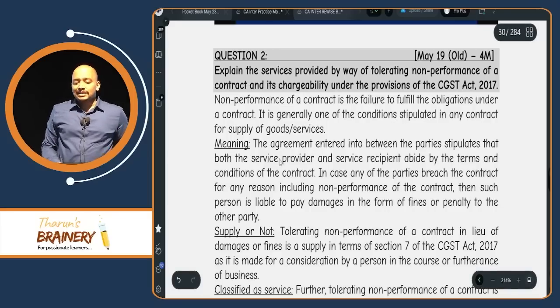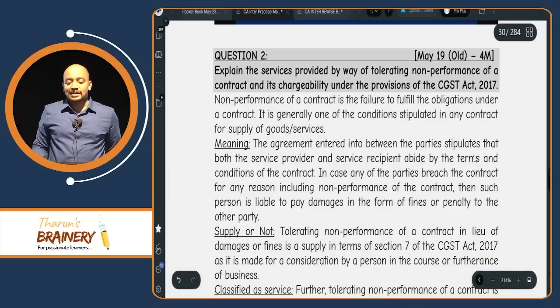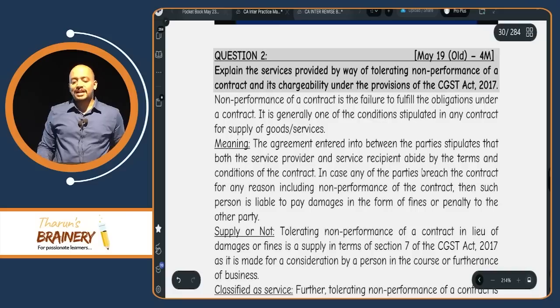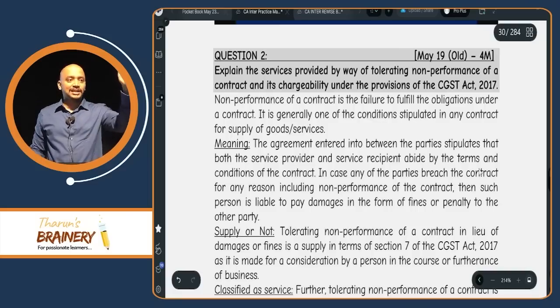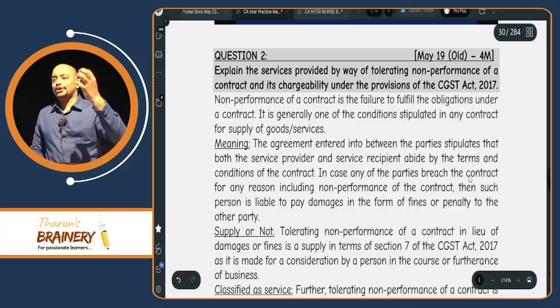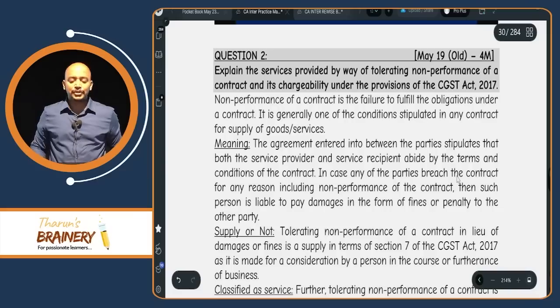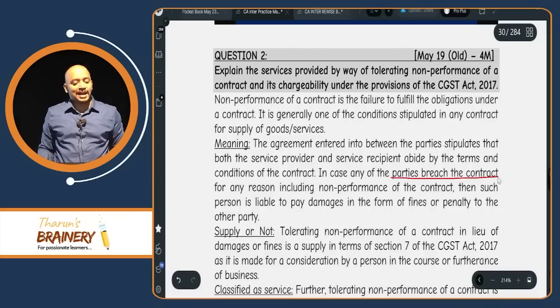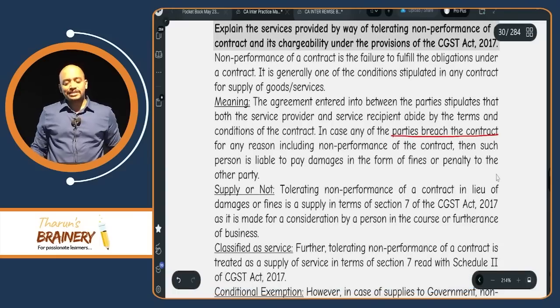So, meaning the agreement entered into between the parties stipulated that both service provider and recipient should abide by the terms and conditions of the contract. Say, I enter into contract with you to sell some goods. I have to sell the goods, you have to buy the goods, and you need to pay for it. Terms and conditions we need to fulfill. In case any of the parties breach the contract, then it will be known as non-performance of a contract.